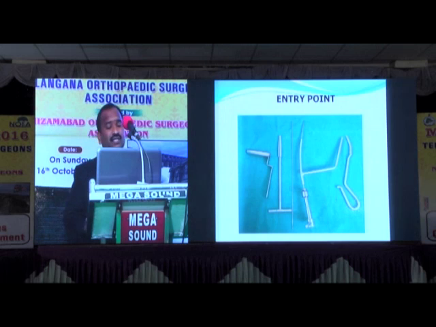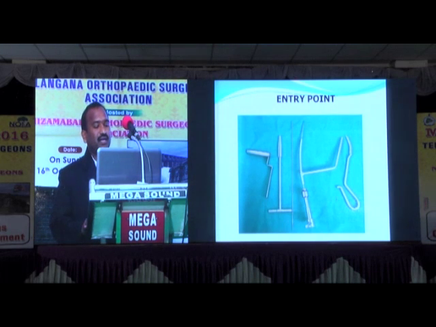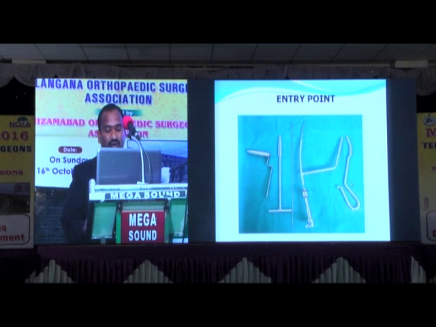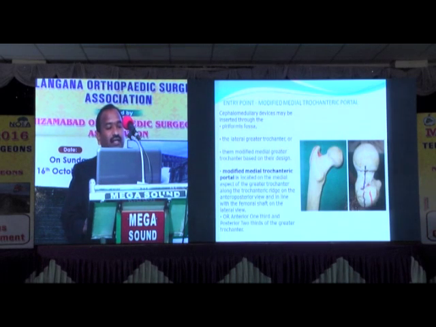Then we make the entry portals. There are various devices. One is the 2.5 mm K-wire or 2.5 mm guide pin. Various companies also manufacture fossa finders with stem and pin 4 mm, and also bone awls. The entry point is the modified medial trochanteric portal. For the cephalomedullary nail, as we discussed, the entry is the piriform fossa, lateral greater trochanter, or modified medial greater trochanter, depending upon the design of the implant. We have to know the design of the implant before using it.